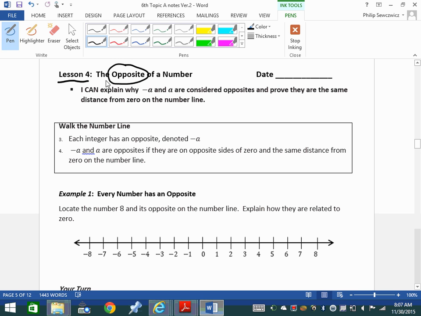Everyone, we are looking at lesson number 4 here, which is talking about the opposite of a number. And this is one of those lessons where you go, really? Did we really just spend time on that? And I get it. The main thing is how we're writing things out. So we just want to make sure.